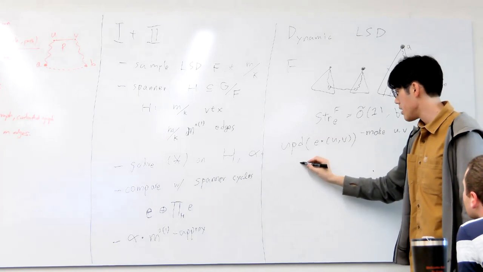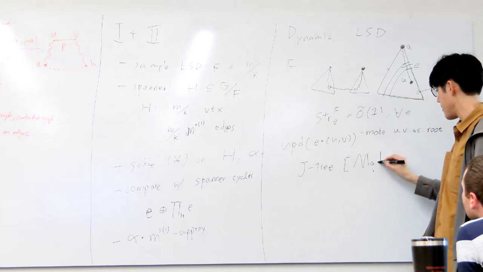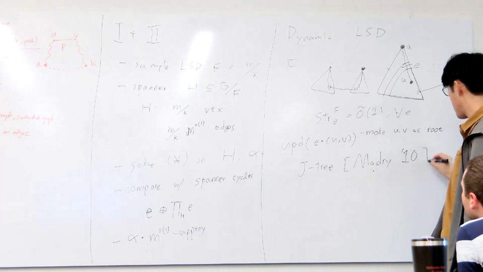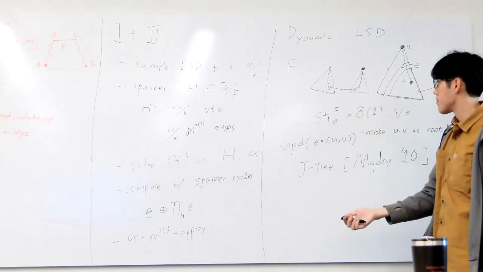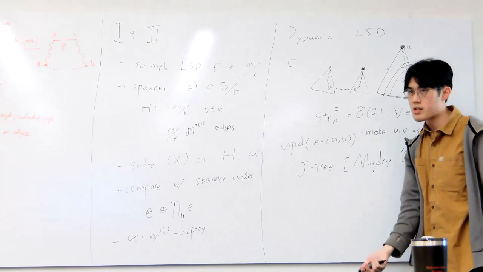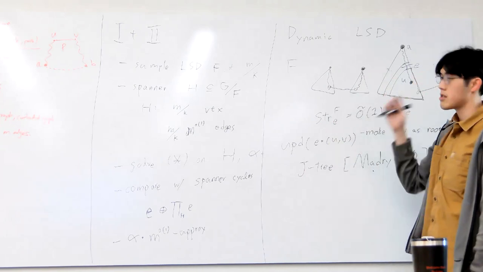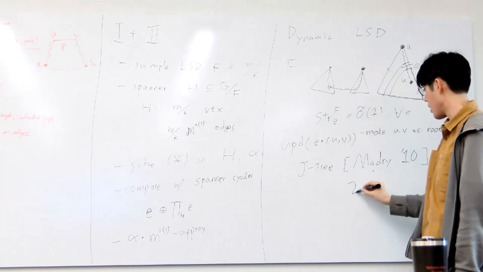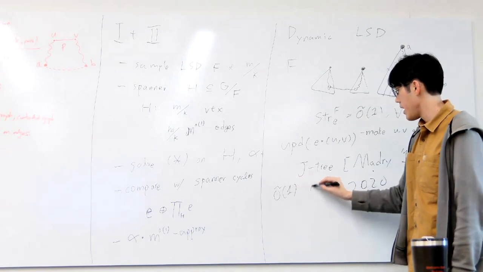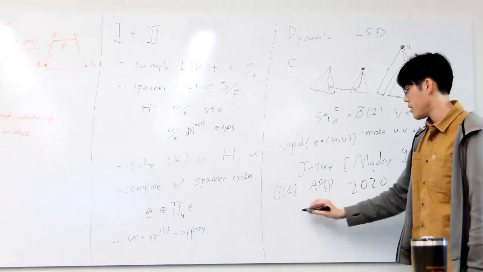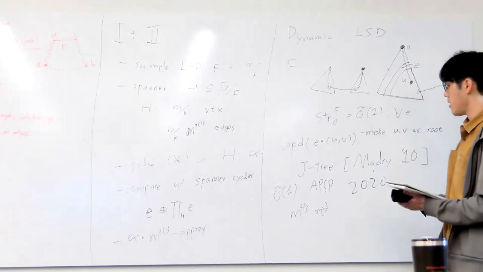appears in the literature regarding the J-tree construction from 2010 by Madry. In J-trees, they do not consider stretch, they consider something else because they want to do cut preserving, but similar analysis shows that this works. And this has been used in some other dynamic data structures. Some paper in 2020 says that we can use this to do dynamic MPSP, which is like n to the 2/3. So this appears in the literature.